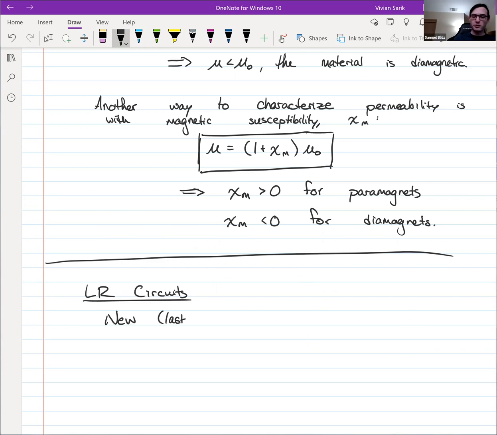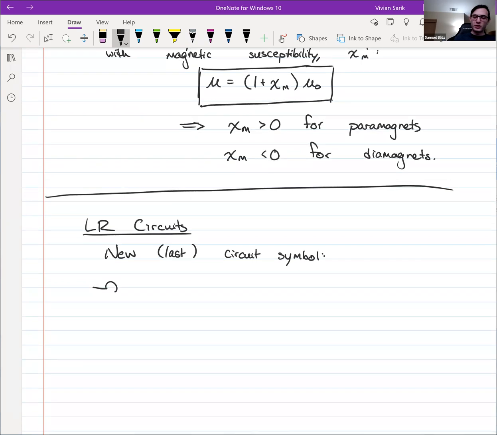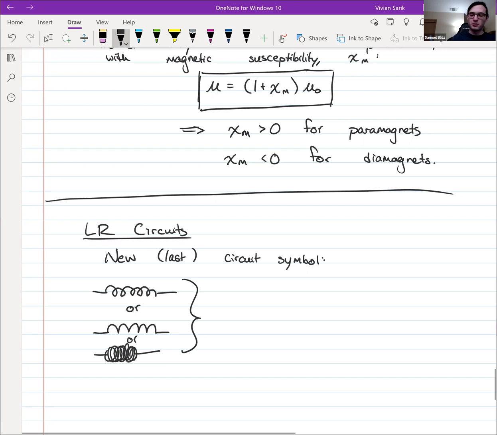Before we begin, I just need to introduce the last circuit symbol that we're going to use in this course. That is the symbol that represents an inductor. It's often drawn like this, or sometimes like this, or sometimes drawn like an actual solenoid. But they're all the same. It's just a picture of an inductor, or a picture of a solenoid. It just represents an inductor.